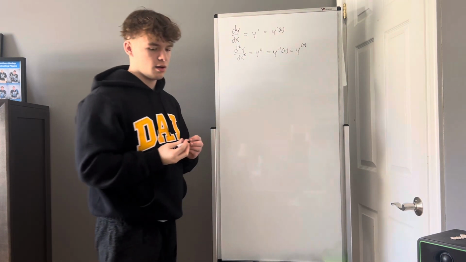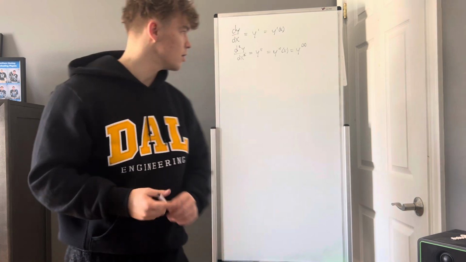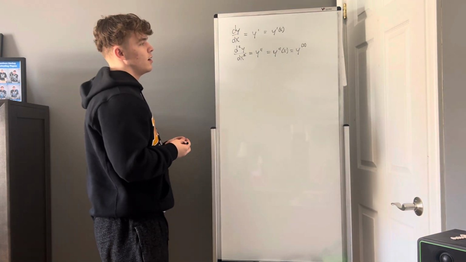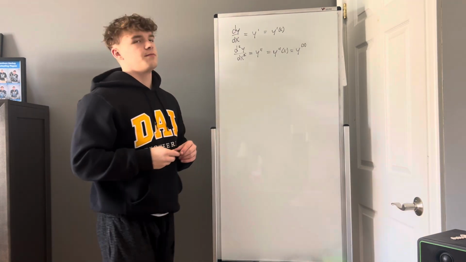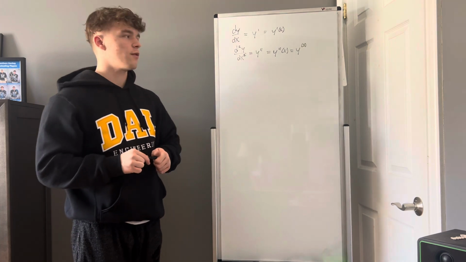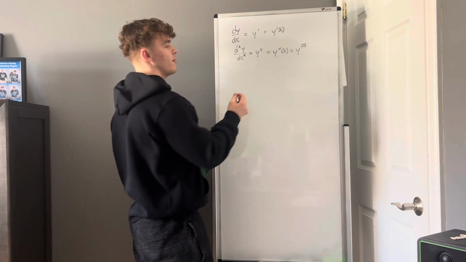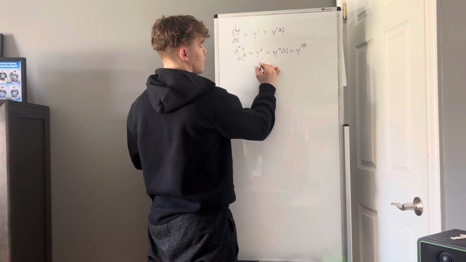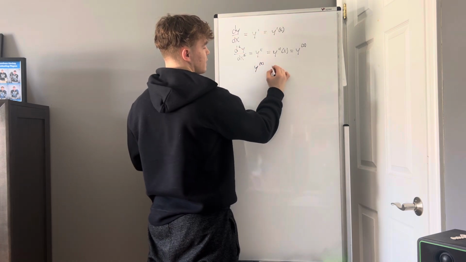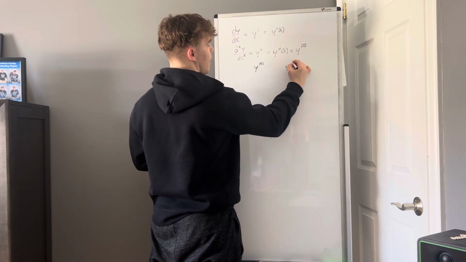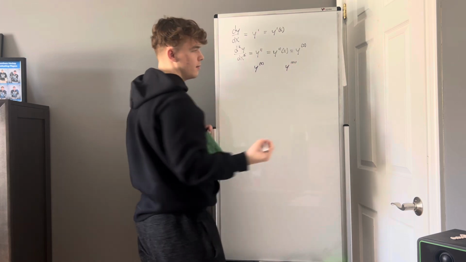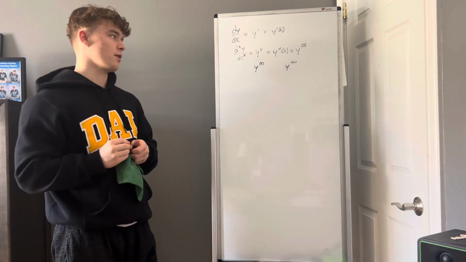Now my marker's running out a bit. Hopefully this one's good. But yeah, that makes it pretty easy for marking things down, because say we had the fifth derivative, it would be a lot easier to write y and then in brackets 5 instead of y prime prime prime prime prime. It's hard to see what's going on there, right?